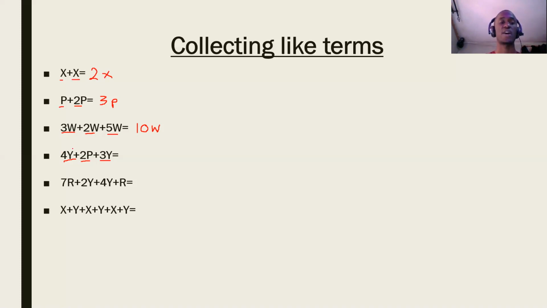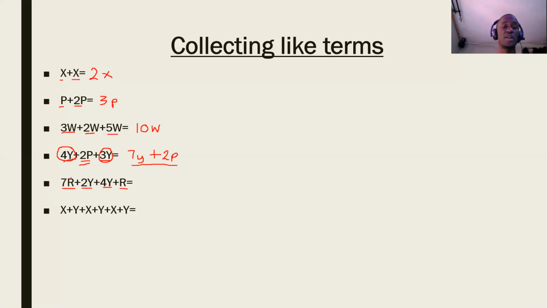So we are only going to add the y's. We are going to add 4y and 3y. We are not going to include 2p because they are not the same. 4y plus 3y, the answer is 7y. We did not add the 2p, so 2p is going to remain there like that. So our answer is going to be 7y plus 2p.